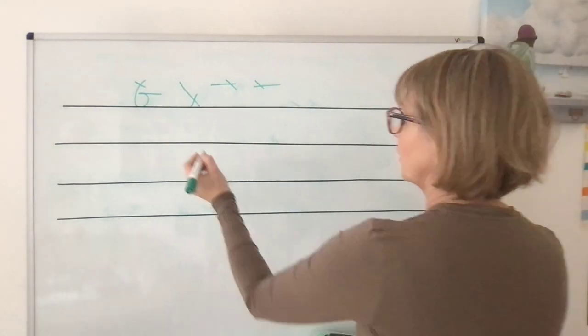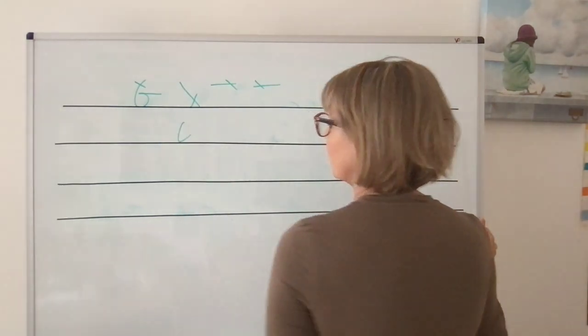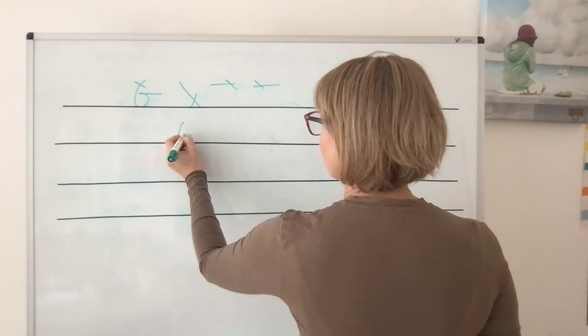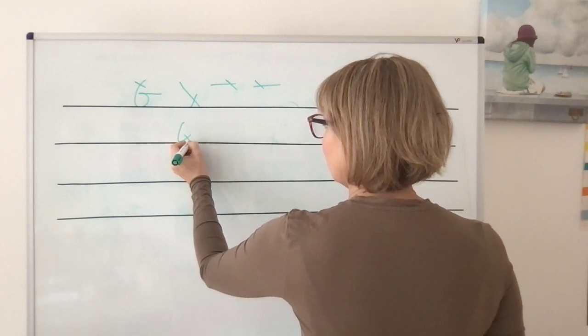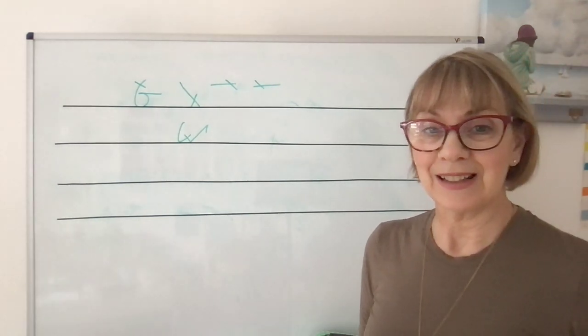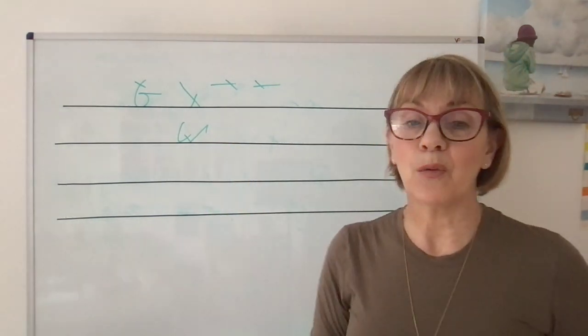Now here's a nice one. Luxury. Now here's the L. I put the first part of the X through the L, and the second half gets formed automatically. And there's the I for Y.